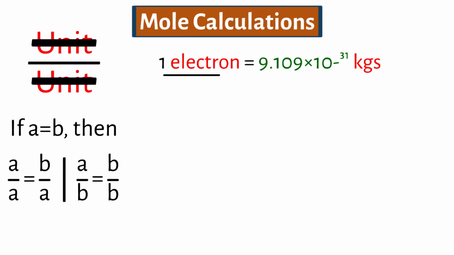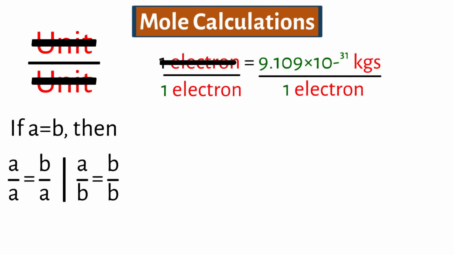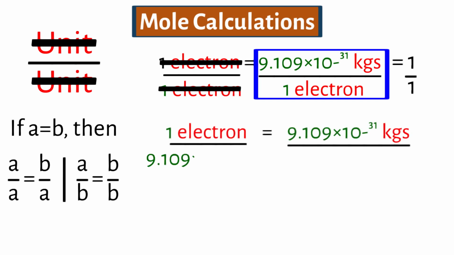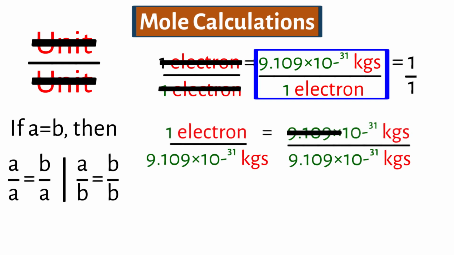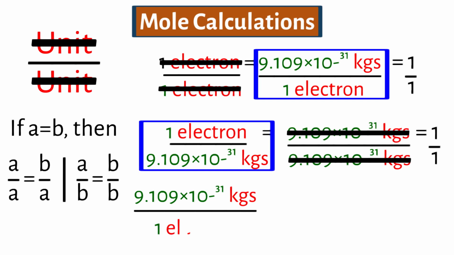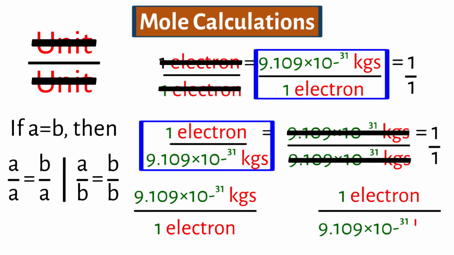Dividing each side by 1 electron, the units electron cancel out, and we get 9.109 times 10 to the negative 31 kilograms divided by 1 electron equals 1 over 1. Conversely, dividing each side by the kilograms, we get 1 electron divided by 9.109 times 10 to the negative 31 kilograms equals 1 over 1, which is the same as saying 9.109 times 10 to the negative 31 kilograms per 1 electron, or 1 electron per 9.109 times 10 to the negative 31 kilograms.